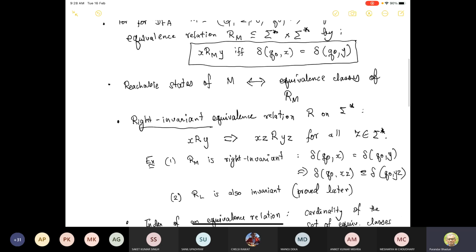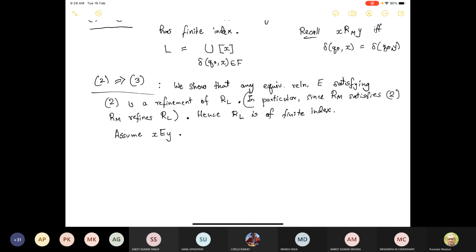So keeping that in mind, let's look at what happens if we consider XZ and YZ. Since E is right invariant, what we can definitely say is XZ E YZ for all Z belonging to sigma star.